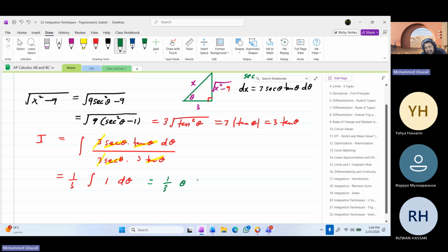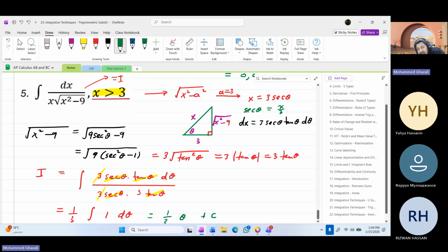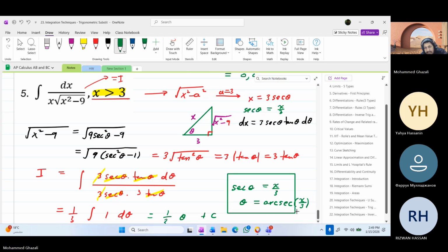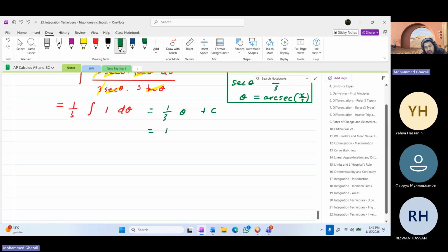What's the integral of 1? Theta plus c. Right. Now what is theta? Theta you got to transform from here, which is arc sec. Can you see here? We know that sec theta is equal to x over 3. So what is theta equal to? Arc sec x over 3. Okay. So what is this equal to? 1 over 3 arc sec x over 3 plus c.